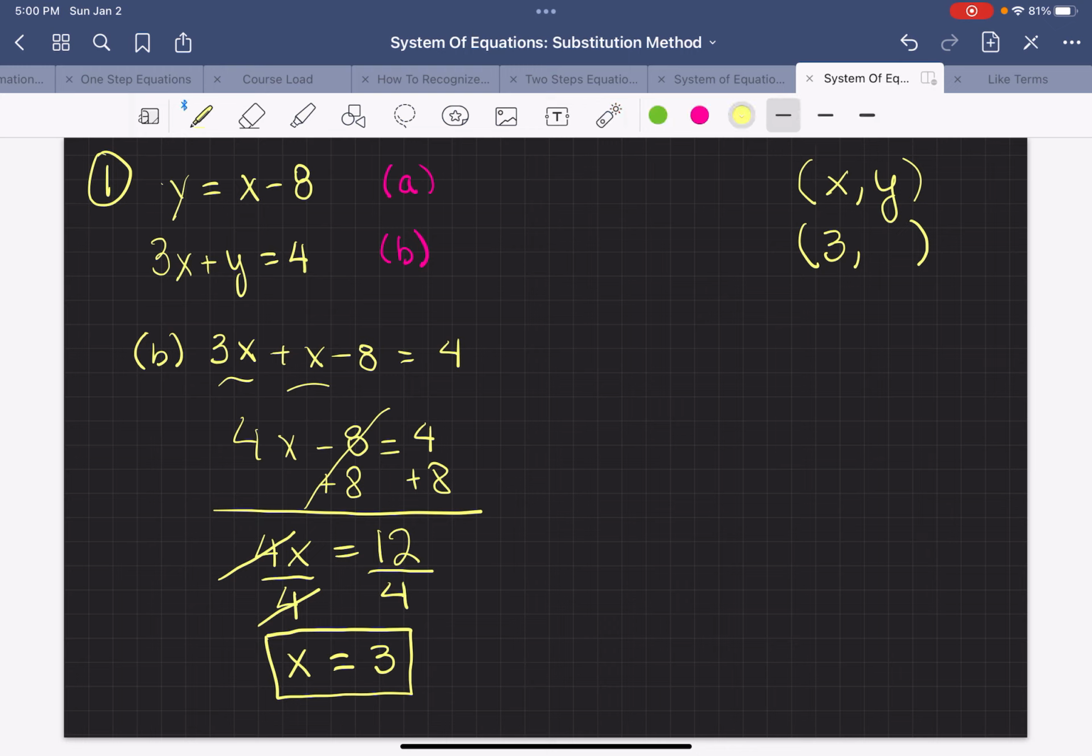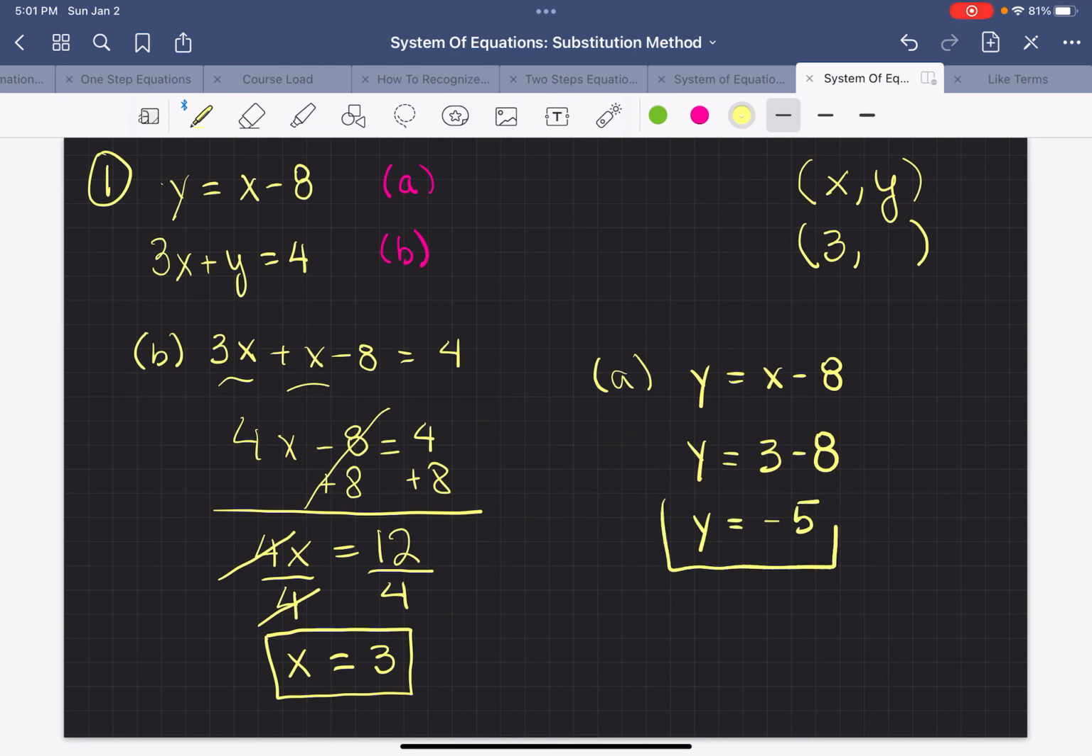So we will use equation A where y is equal to x minus 8. Since we already know x is equal to 3, we're going to plug in the 3 there. So y is equal to 3 minus 8. And 3 minus 8 is negative 5. So my point, if you want to write your solution as a point, will be (3, -5), as you can see here on top.